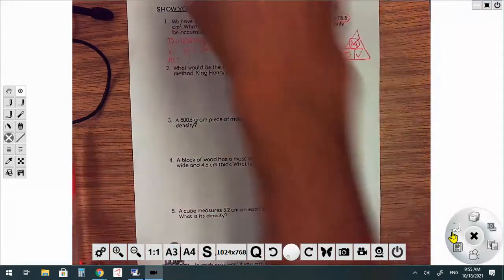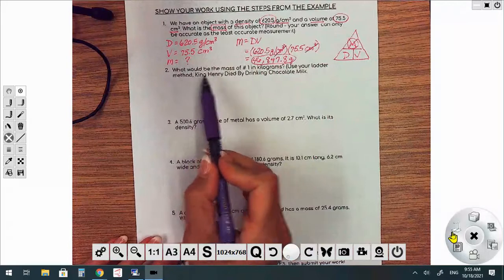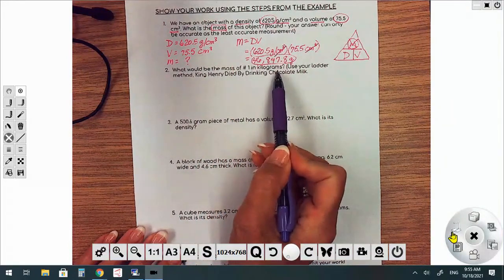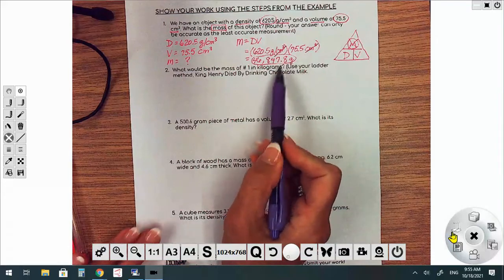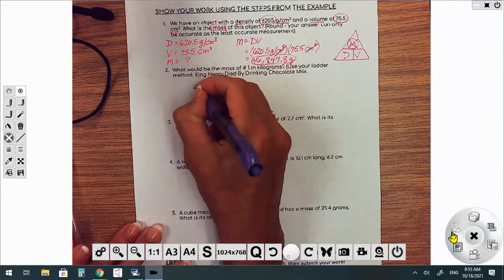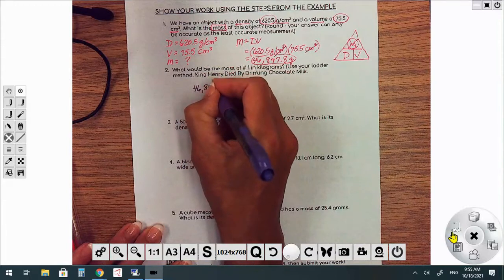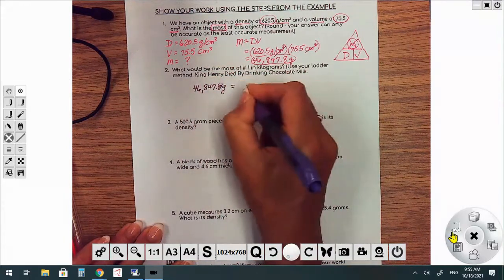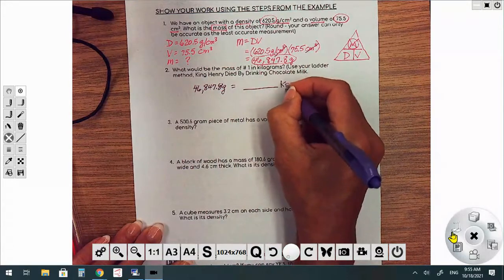Number 2, what would the mass of this answer be in kilograms? So we need to convert grams to kilograms. So 46,847.8 grams is equal to how many kilograms?